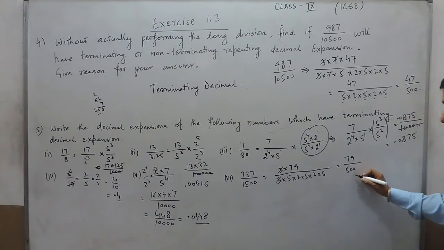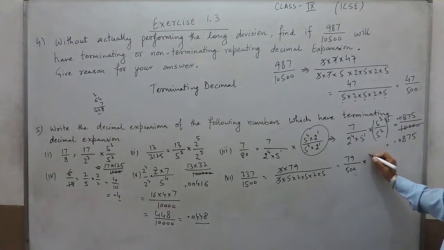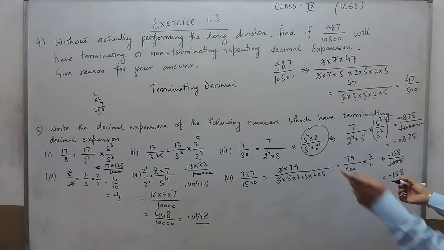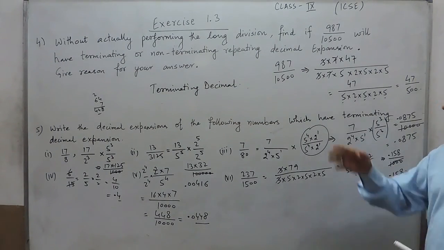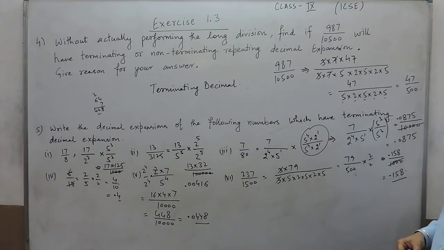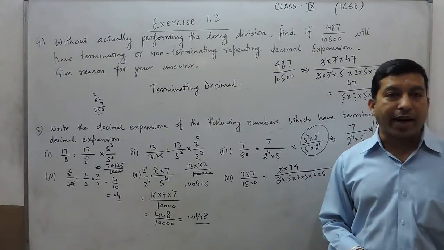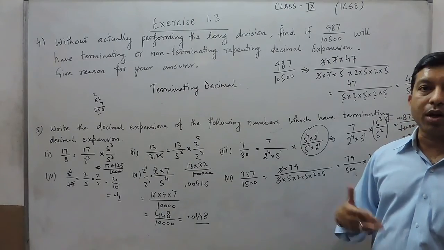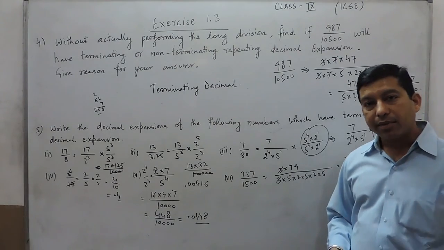When I have 79 upon 500, directly we multiply by 2 upon 2. It becomes 158 upon 1000. If we cancel it out, the decimal place will be here. So the correct answer is 0.158. This way we can find the decimal expansion of all the numbers which are terminating decimals. And we already know how to find out whether the decimal is terminating or non-terminating repeating.